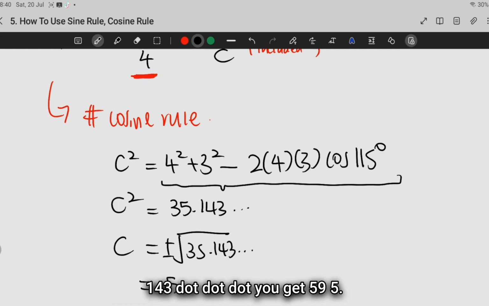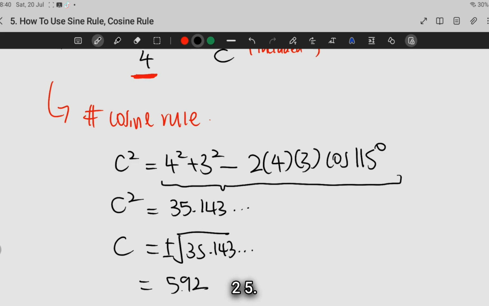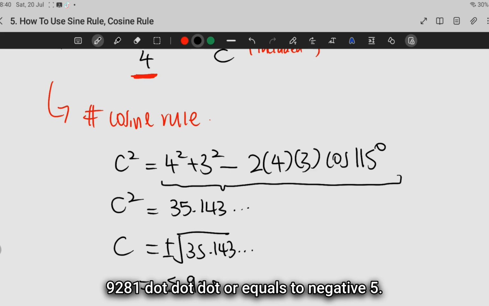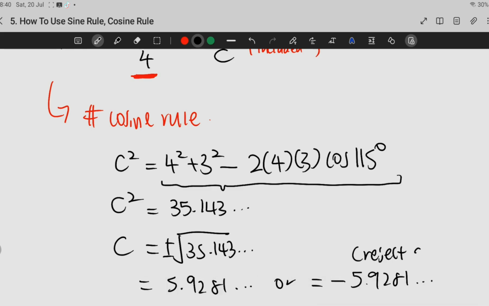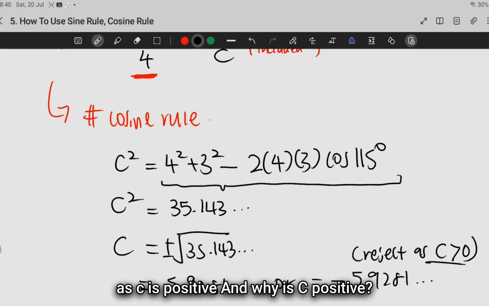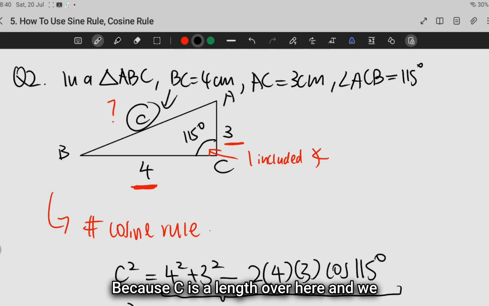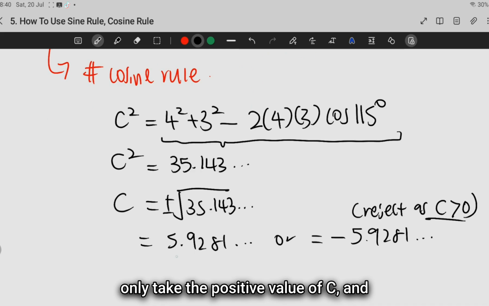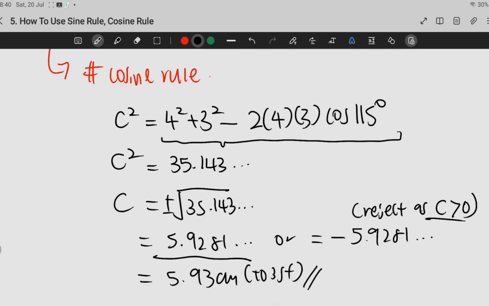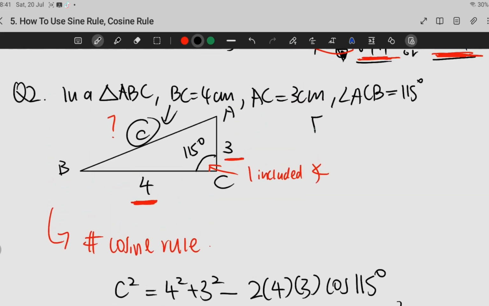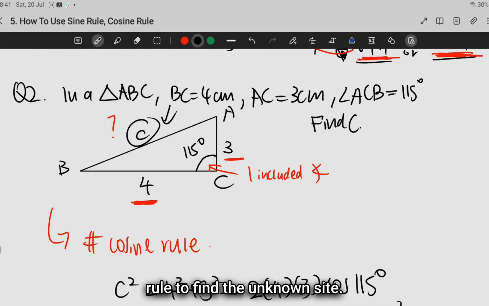And therefore c is just plus or minus the square root of 35.143... You get 5.9281... or equals negative 5.9281... And we will reject this as c is positive. And why is c positive? Because c is a length over here and we can't have a negative length. So we will only take the positive value of c, and therefore c is 5.93 cm to 3 SF. So this is how to use cosine rule to find the unknown side.